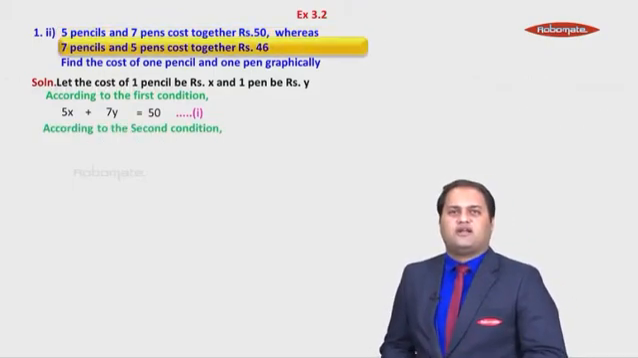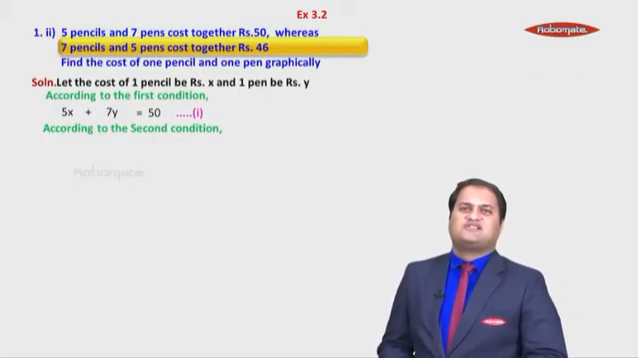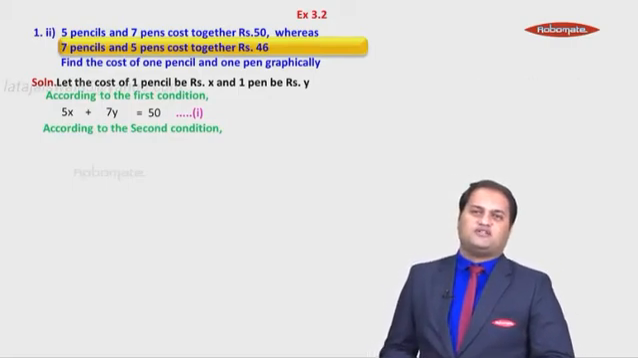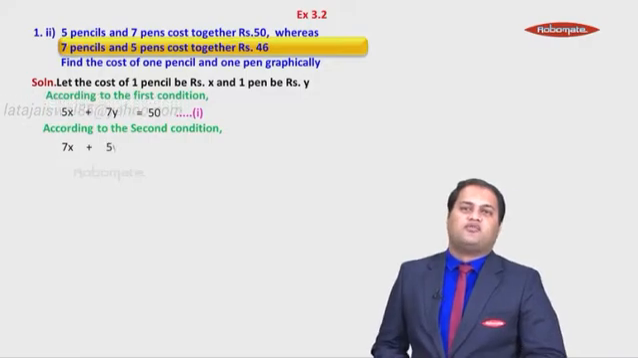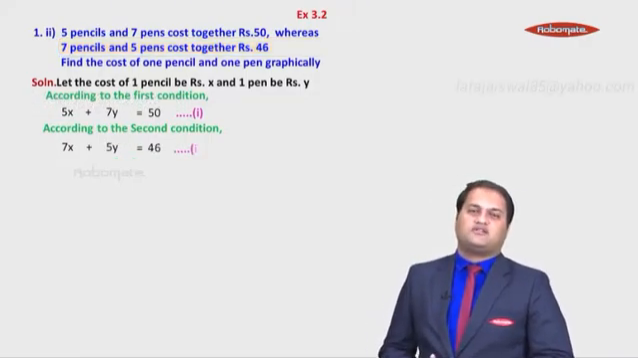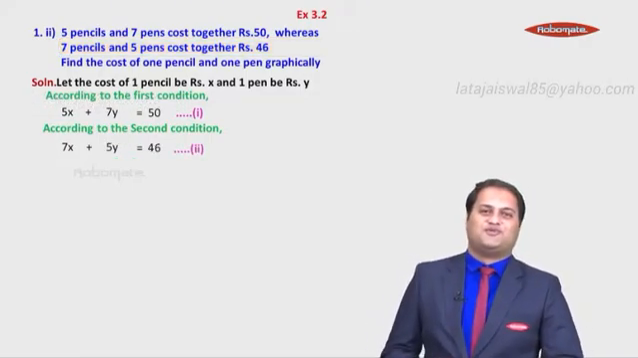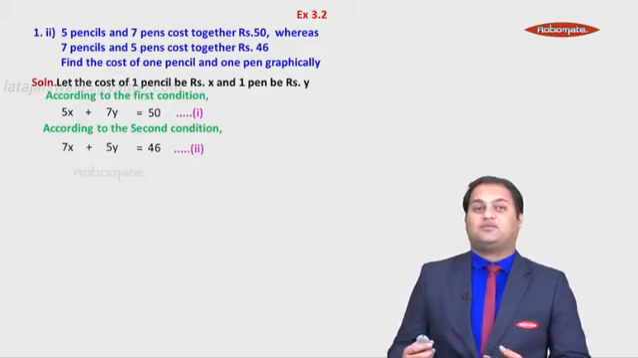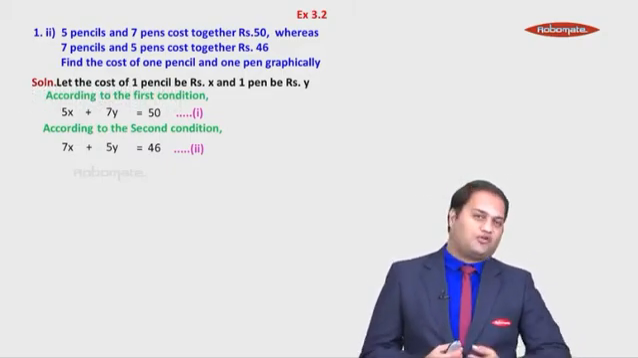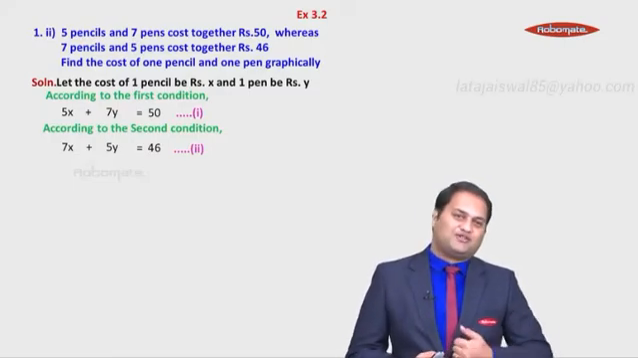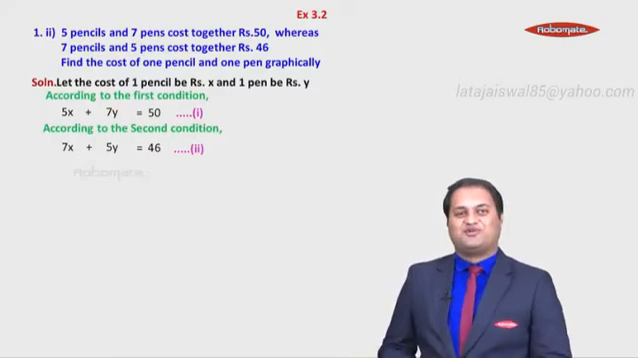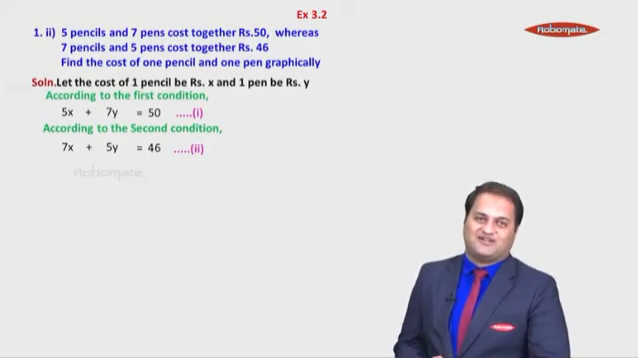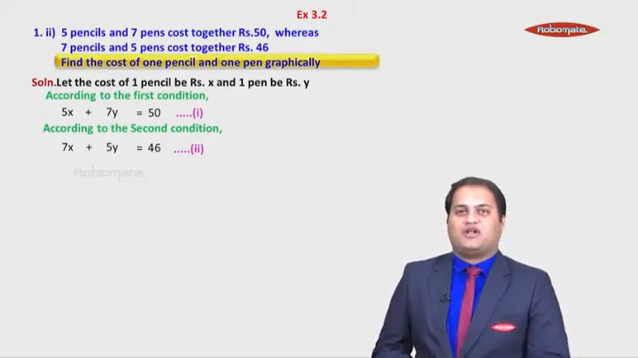According to the second condition, what does the second condition say? 7 pencils, 5 pens, 46. So 7X plus 5Y is equal to 46. Let this be equation number 2. Now we need to solve it, but this time we are not supposed to solve it algebraically. I mean, not by the methods of cross multiplication or elimination or substitution. This time we are supposed to solve it by the graphical method.